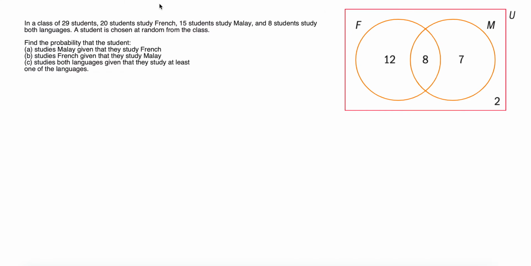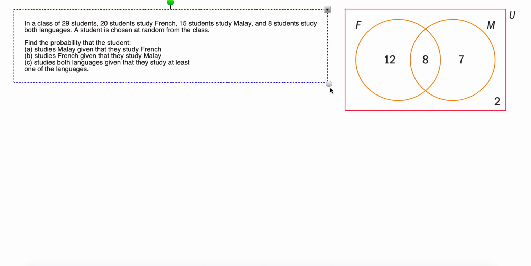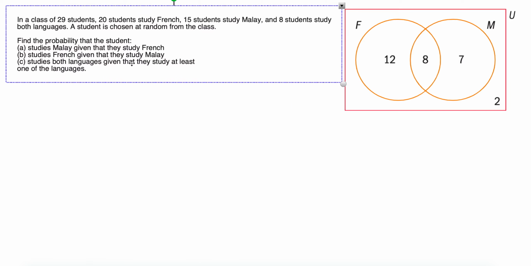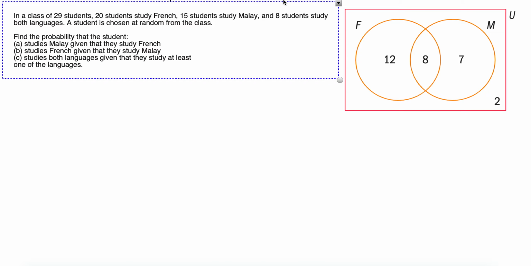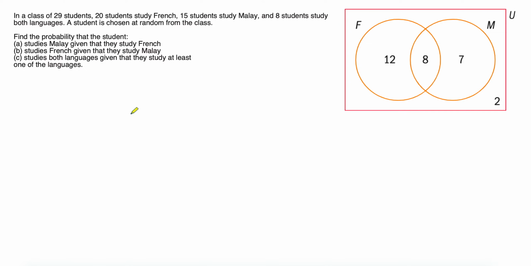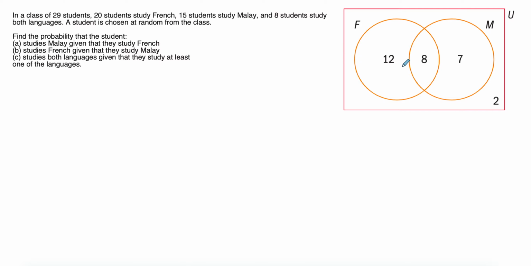So let's look at this example, which is a longer example, but I've just taken the probability options. So we have a class of 29, 20 study French, 15 study Malay, and 8 study both languages, 2 study neither. The Venn diagram has been done already. I assume you should know how to do this, especially that 12 plus 8 is 20, 8 plus 7 is 15, and adding them all up will give you 29.